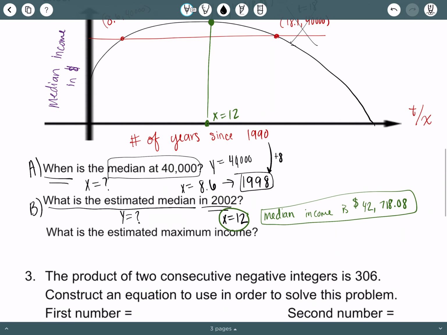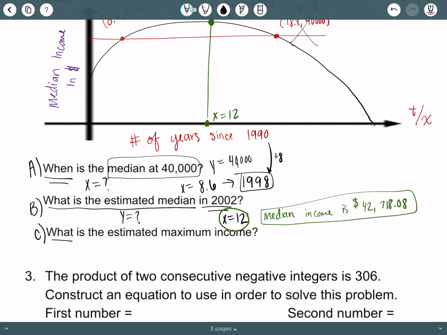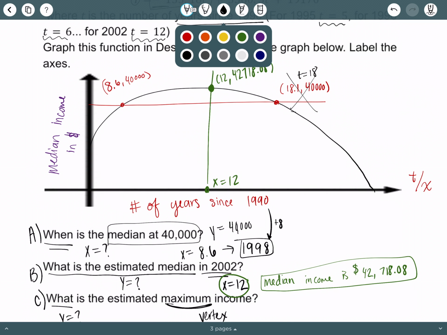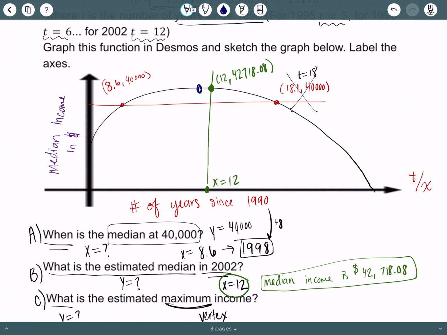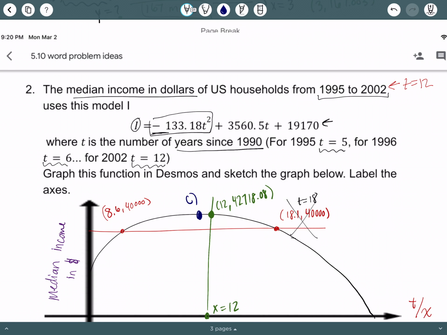Right, and then our last one, question C. What is the estimated maximum income? So again, it says what, which means y equals something. And the maximum is when we're going to be finding the vertex. So my vertex might actually look kind of close to that point that I drew, but we'll see exactly where it is with Desmos. So it's going to be to the right of that. So let's erase that and move it back over here some.